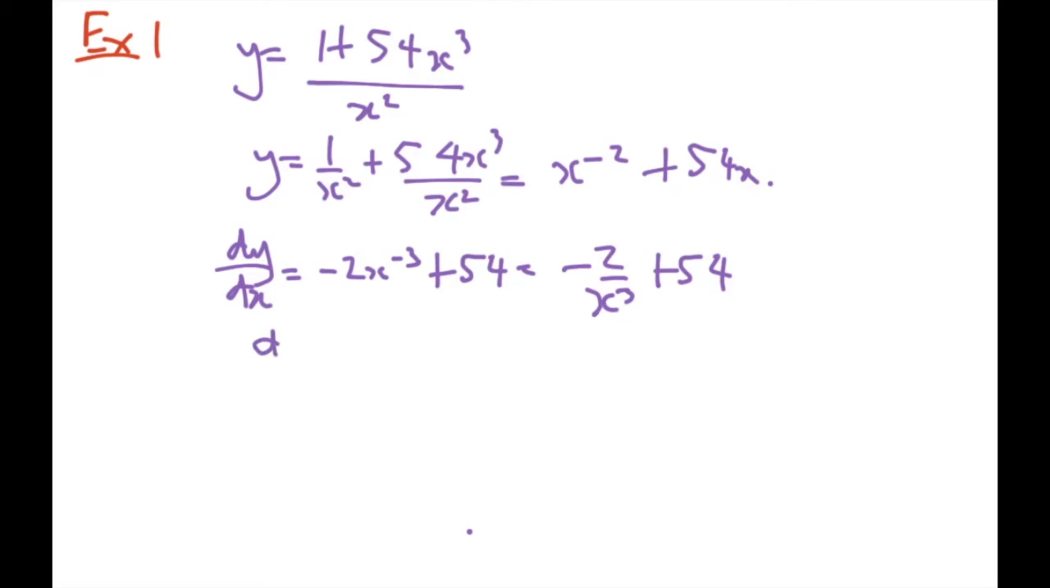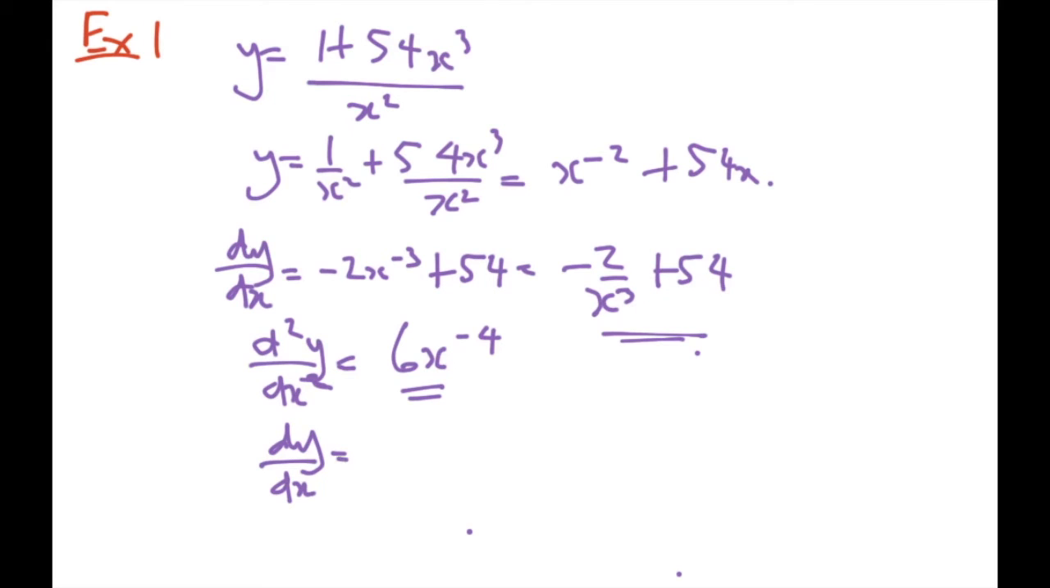And if I double differentiate this, I will be getting negative 2x to the power of negative 3 times negative 2, which is positive 6x to the power of negative 4, and this 54 disappears. So we already have two terms. One is for dy/dx and the other one is d2y over dx2, the second derivative.